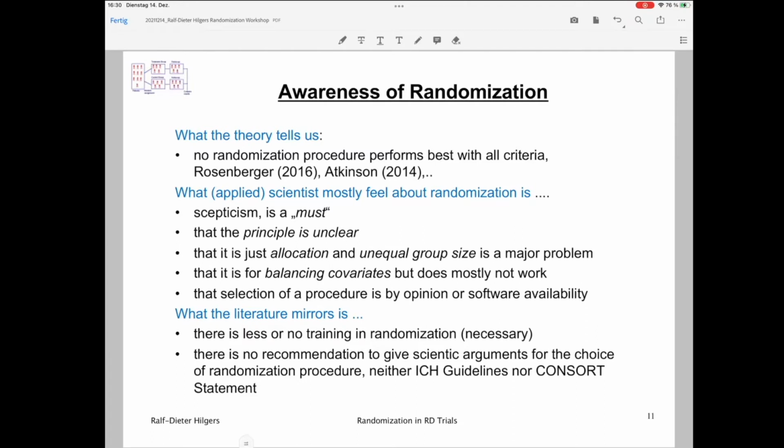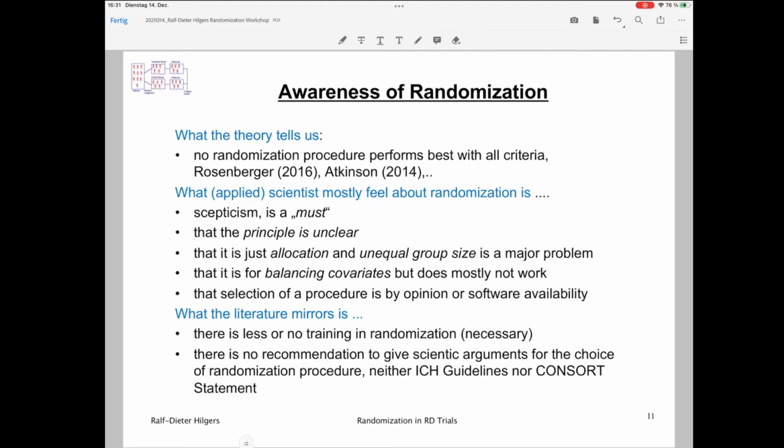And then they think, okay, if I end up with an unequal allocation, so I have more patients in treatment A than in treatment B, and I intended to have a one-to-one allocation ratio, that's worse because of the power. Oh no, that's not correct. And then they would like to balance covariates. That is mostly important, so they stratify. And the selection of the procedure is more a problem of availability of software than of other things. And I try to show you that it's not true.